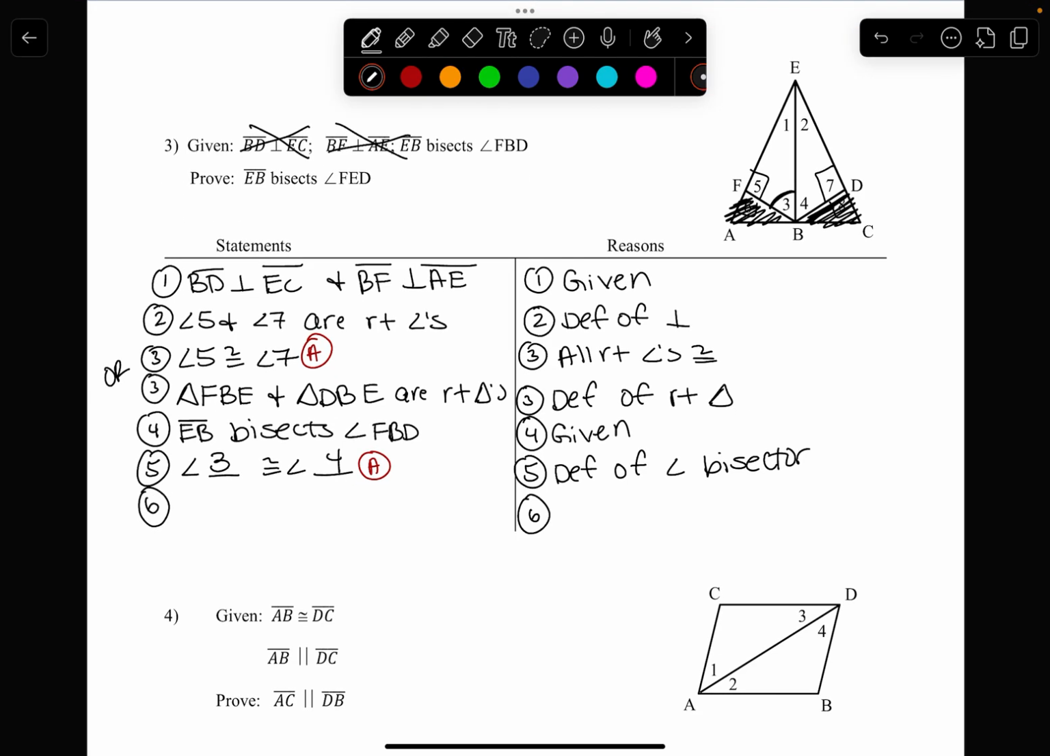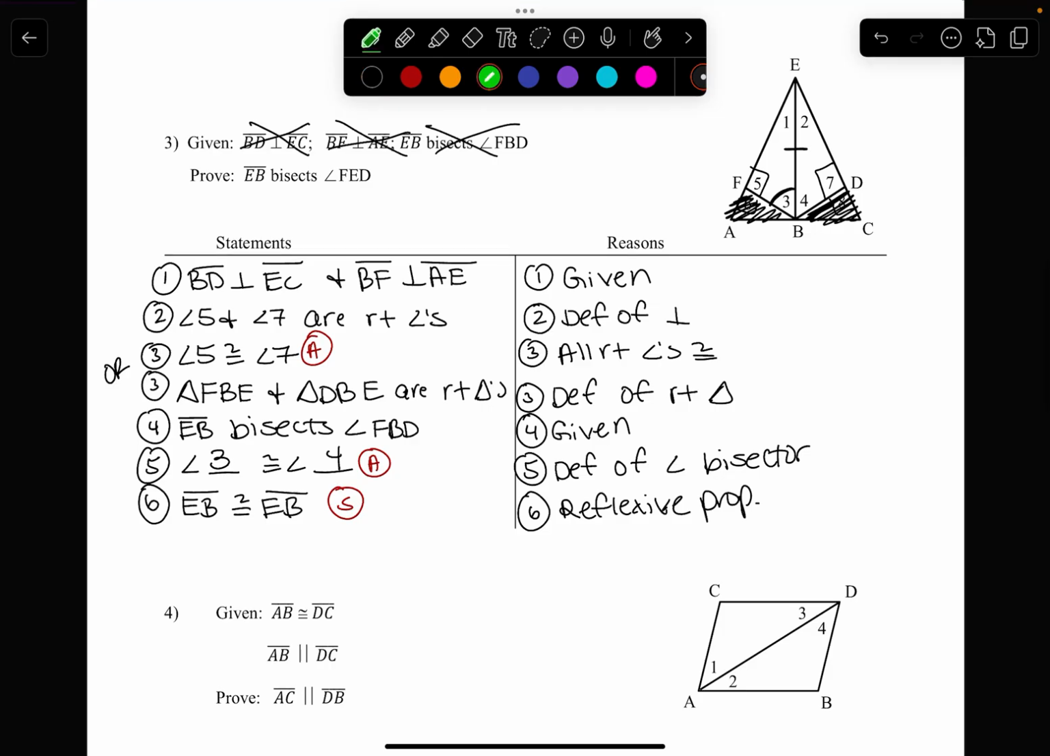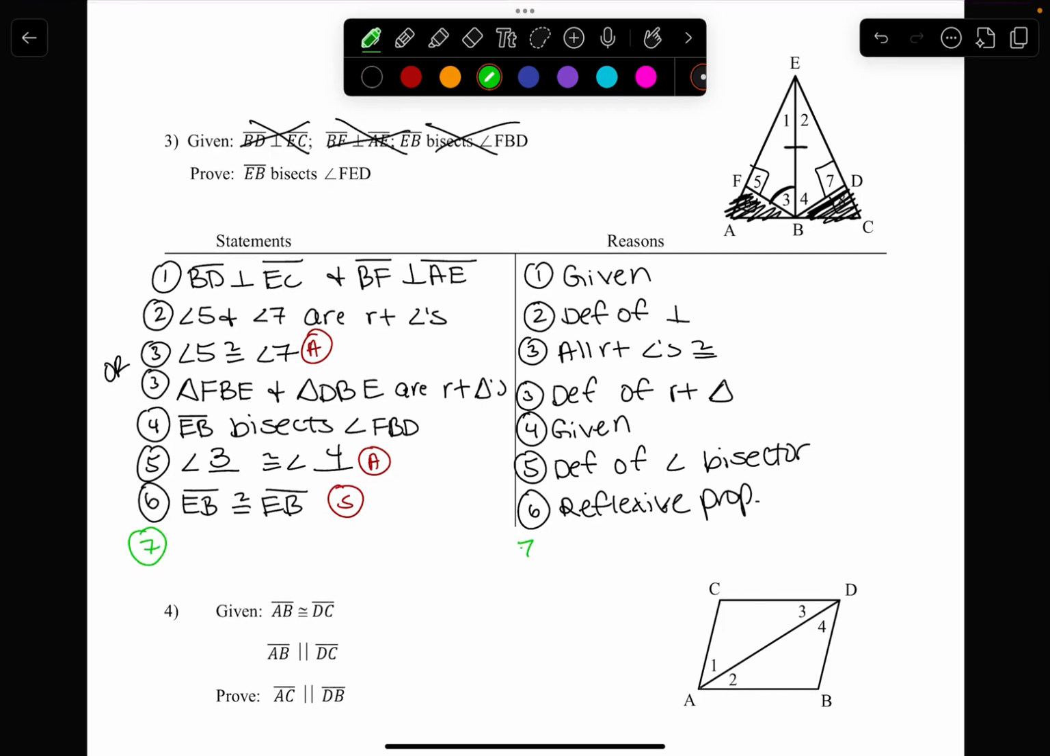Step 6. I don't have any more givens, so I'm going to be looking for vertical angles or the reflexive property. I have the reflexive property here. So EB is congruent to EB, and that is the reflexive property. That is a side, and I now have enough to prove congruency. So that's going to be step 7 for me, is to prove that these triangles are congruent.